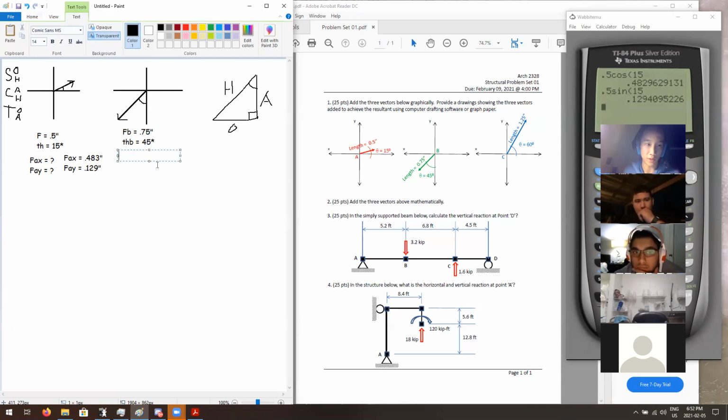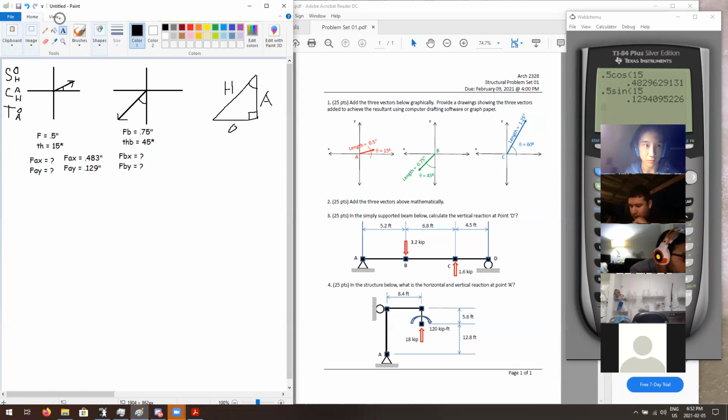Now we need to know what F_BX is equal to, and F sub BY is equal to. F sub BX is equal to F sub B cosine of theta. Hold on, that's not correct. Cosine of theta finds the adjacent, and because we're looking for F_BX, we can't use cosine, because that would be finding the vertical. You would actually have to use sine theta.